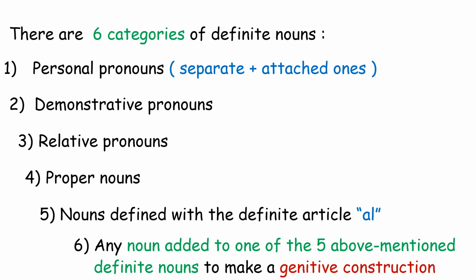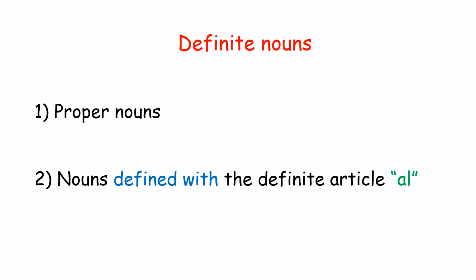That's it. And please don't worry, we are going to study all of these categories, but in order to ensure the consistency of our course, some of these categories are going to be pushed back slightly, whereas others will be discussed as we get to an advanced level. For the time being, and depending mainly on the level reached so far, we are going to focus only on proper nouns and nouns defined with the definite article al.